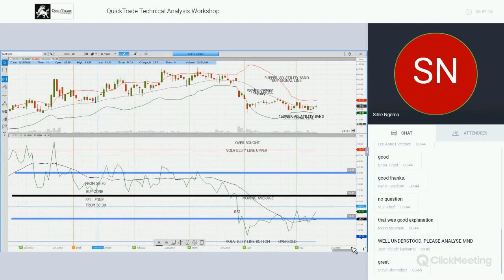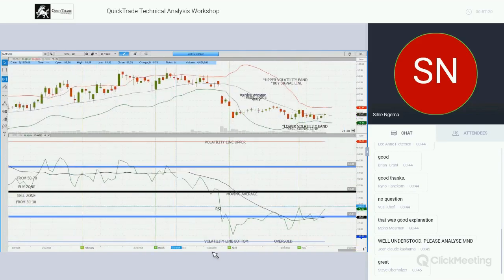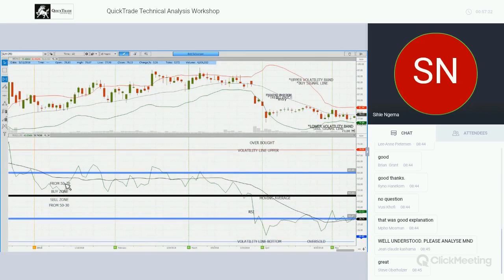So please take down those notes like that. I've typed them down for you. So from 50 going towards 70, we have a buy zone. So that means that is where the beginning of our buying starts. And then from 50 going towards 30, that is our sell zone. That means that our RSI is actually going down towards 30. That is where the beginning of our selling process actually starts before the share can be oversold.